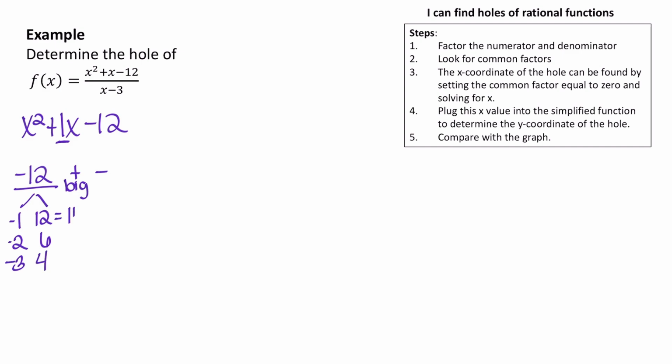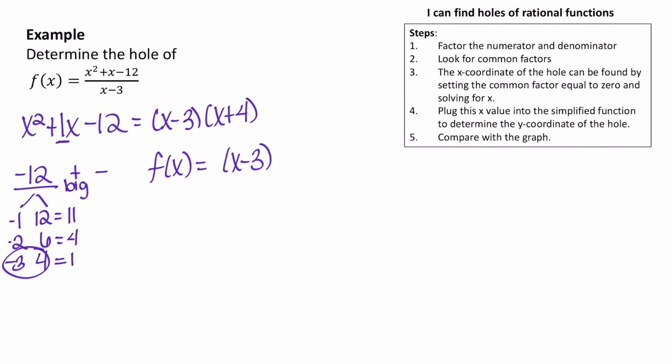So these two add up to 11, and then we have 4 and 1, so negative 3 and 4 is the correct combination. If I write this in factored form, it's going to be x minus 3 times x plus 4. So f of x in factored form is x minus 3 times x plus 4 over x minus 3.